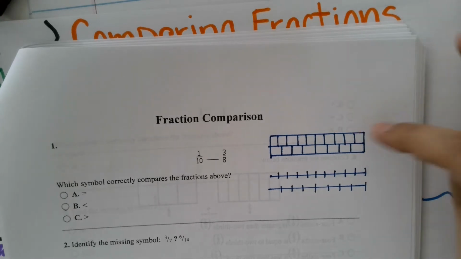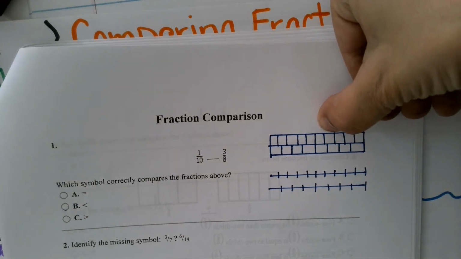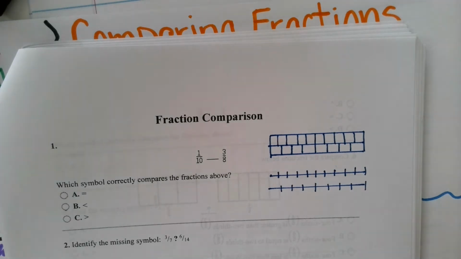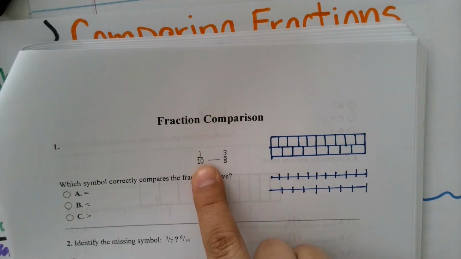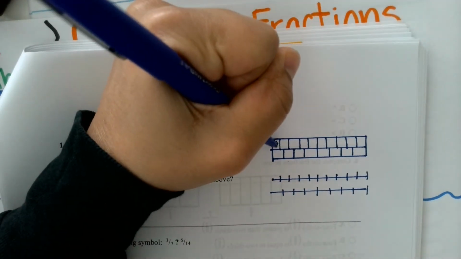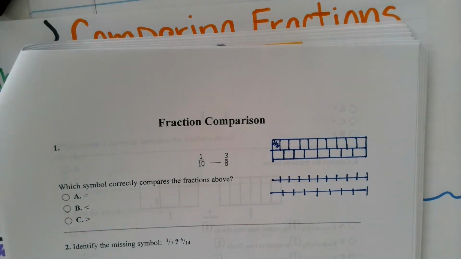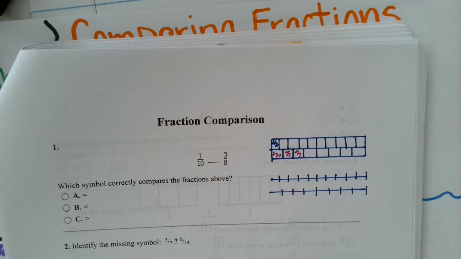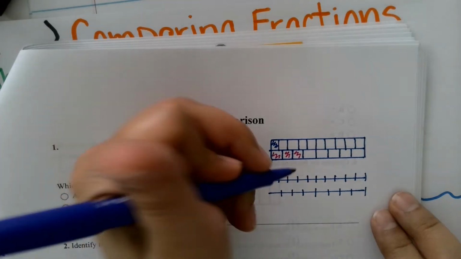All right, so I have my tape diagram and my number line ready. So my first tape diagram up here is separated into tenths. My bottom is separated into eighths. Same with my number line. So with 1/10, I'll shade in 1 part out of my 10. For the 3/8, shade in 3 parts out of my eighths. And I'll do the same with the number line.